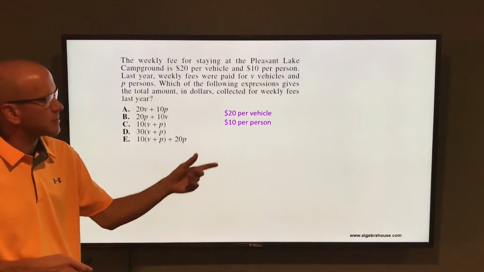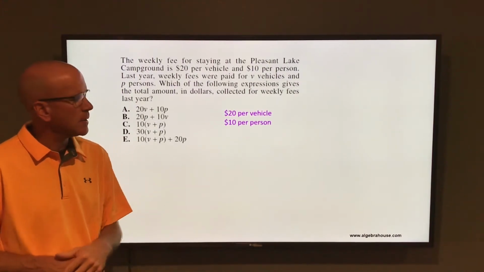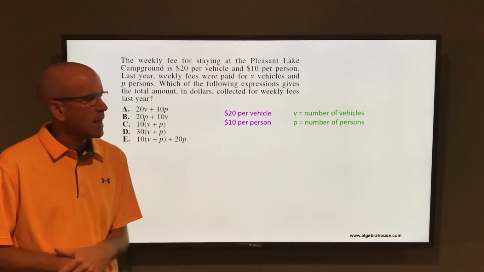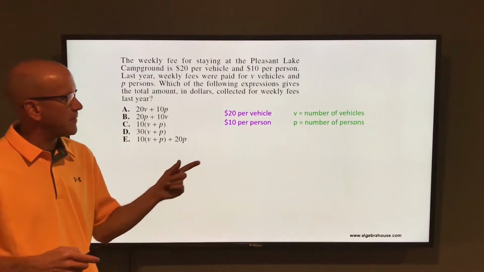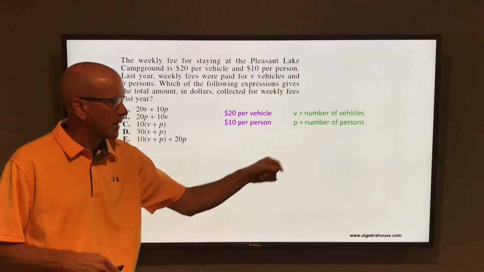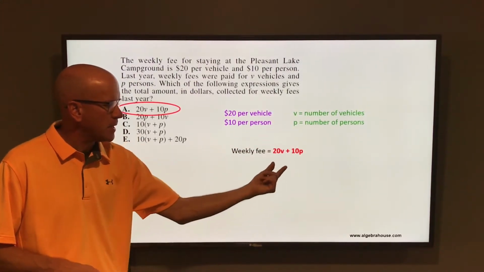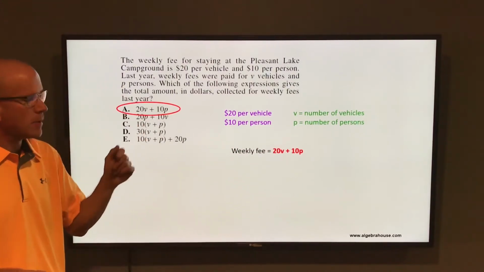So once again, up there it says it's $20 per vehicle and $10 per person. It also says up there V is the number of vehicles and P is the number of persons. Well, the weekly fees would be $20 for a vehicle, so 20V, plus $10 for a person, 10P, 20V plus 10P. Letter A is the correct answer.